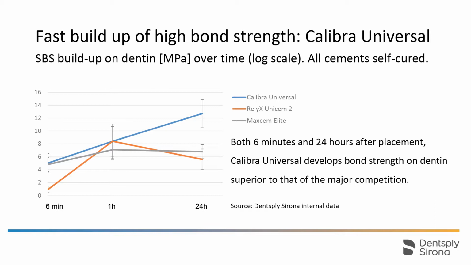After 6 minutes, Calibra Universal has developed a bond strength of around 5 megapascals. 1 hour after placement, the bond strength exceeds 8 megapascals, and 12 megapascals after 24 hours. Reliax Unisem and Maxem Elite build up bond strength much more slowly. Their final bond strength after 24 hours is also significantly less.